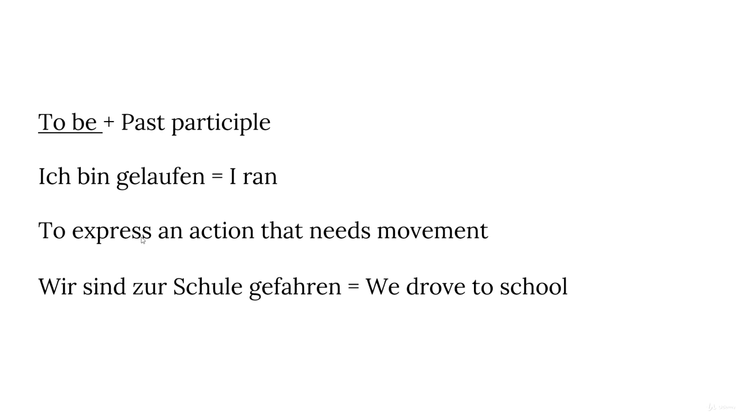Let's try another example. Like, we drove to school. Drove means that the main verb is drive. And drive in German means fahren. Fahren is a verb that you move in. So you write sein. And sein with the pronoun we, or wir, is wir sind.